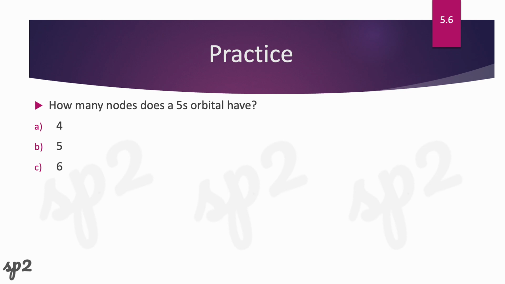That brings us to the practice. I've got a really simple question for you. How many nodes do we have if we have a 5s orbital? Okay, so think about it. Your n is equal to 5. So it must be a spherical orbital because that is an s. But remember, we go by n minus 1, right? And yes, it's going to be 5 minus 1, which is 4. So we're expecting to get 4 nodes for this orbital.